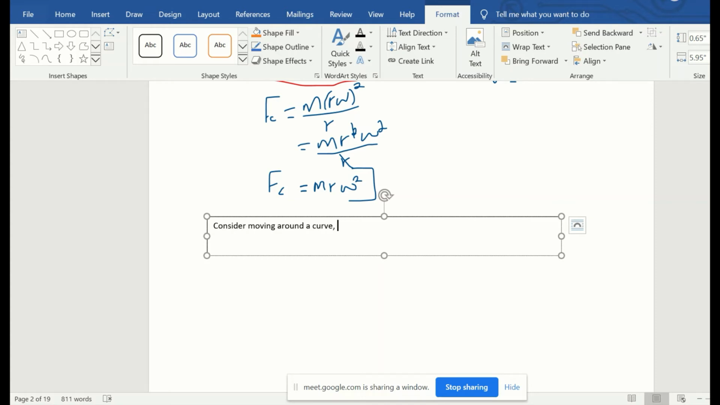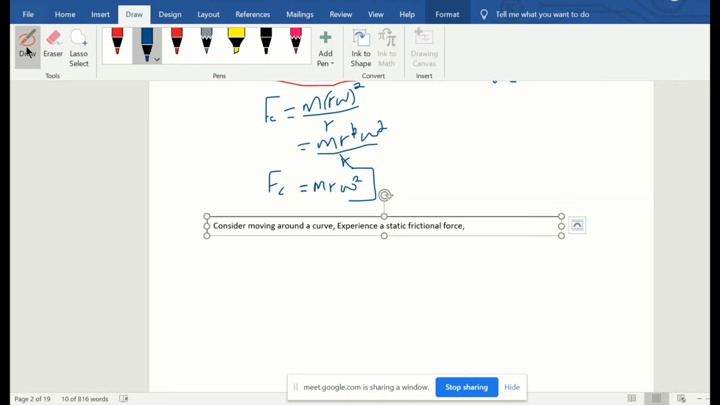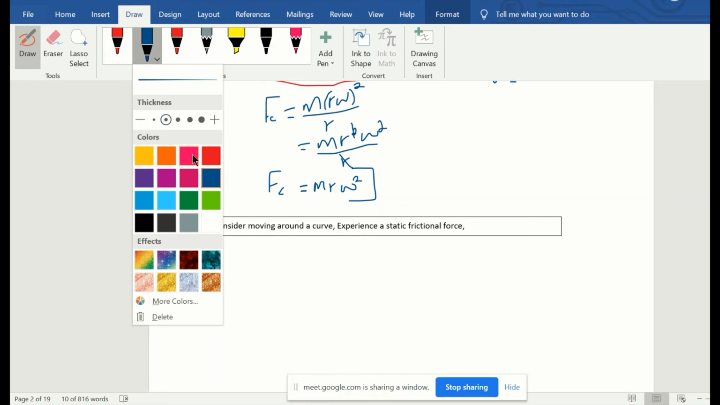Also, that car experiences what we call static frictional force, which comes from the car tires. Because the car tires are rubbing on the surface, it will produce a static frictional force. So a car moving around a curve experiences a static frictional force. With this, we can also derive an equation that we can use when solving uniform circular motion.